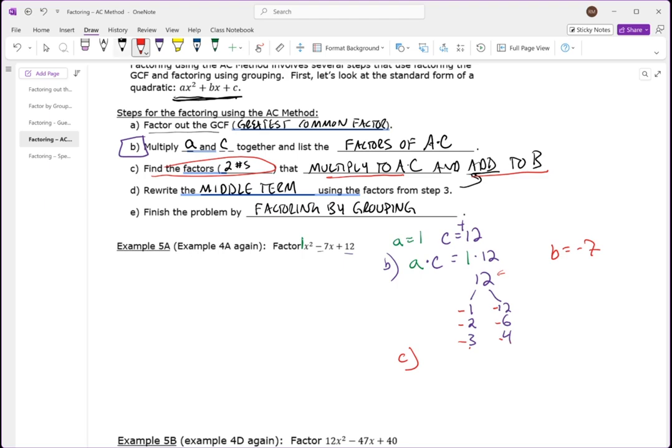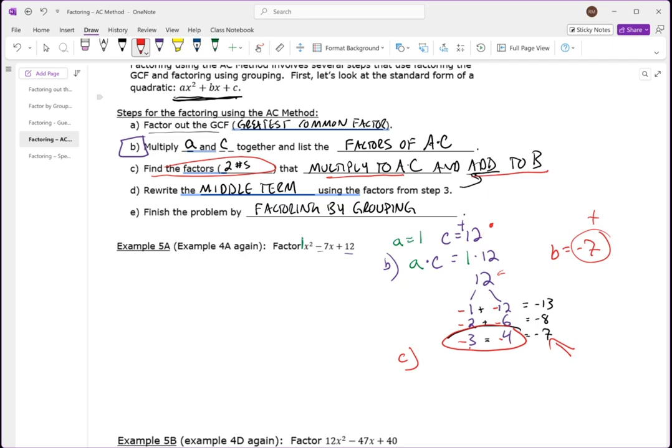So I'm just going to go ahead and add each of these. This is going to be negative 13. This is going to be negative 8. And this is going to be negative 7. So it looks like these two, I'll go ahead and circle them. These two are the ones that add to negative 7, because I want them to add to this number and multiply to this number.